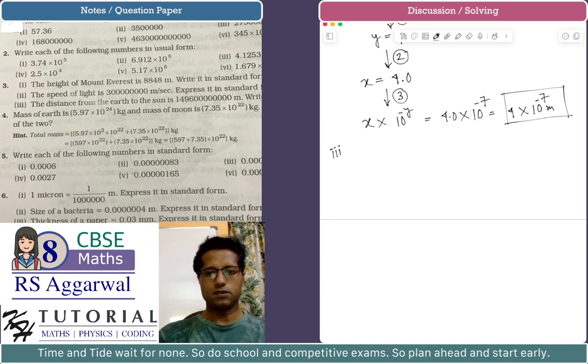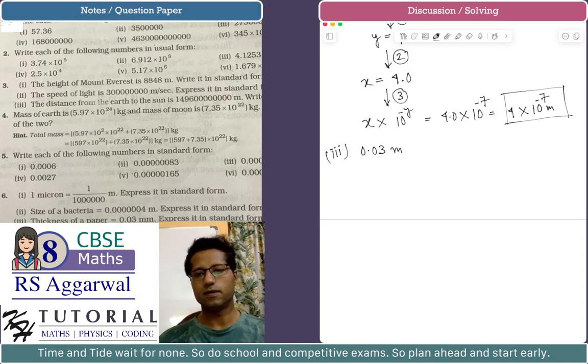Okay. Thickness of a paper is 0.03 meter. Express it in standard form. Even though you can do it very manually, let's do it using the steps or algorithms we discussed. After step 1, I will find y. What is y? The number of digits to the right hand side of the decimal point up to the first non-zero digit. So the digits will be 0 and 3, which is 2.